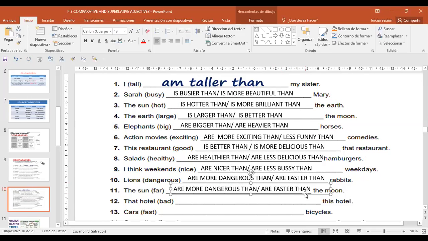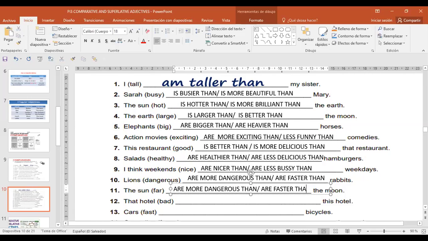Okay, the sun, far. The sun far than the moon. Okay. Since we are talking about the sun, I say is, right? The sun is far... farthest, right? Farther in this case. Farther than, porque si no es the farthest, but then el más lejano. Is farther than the moon. Excellent.